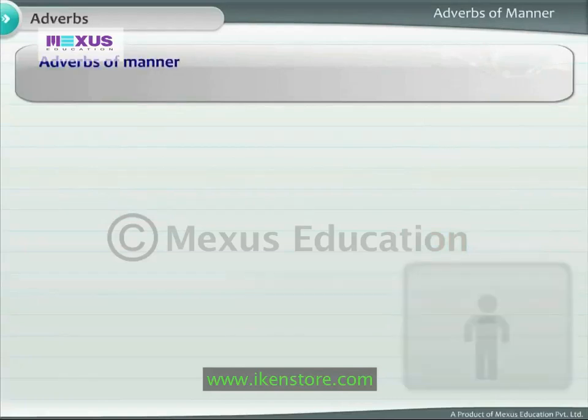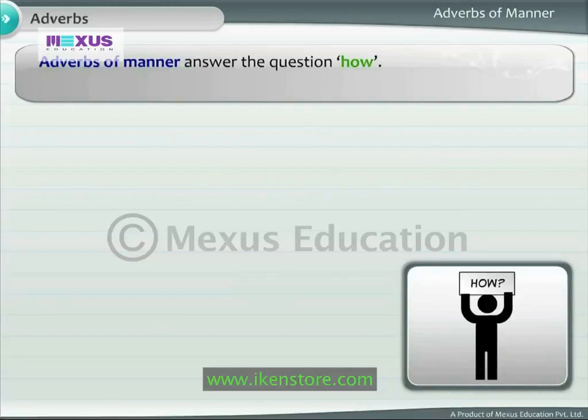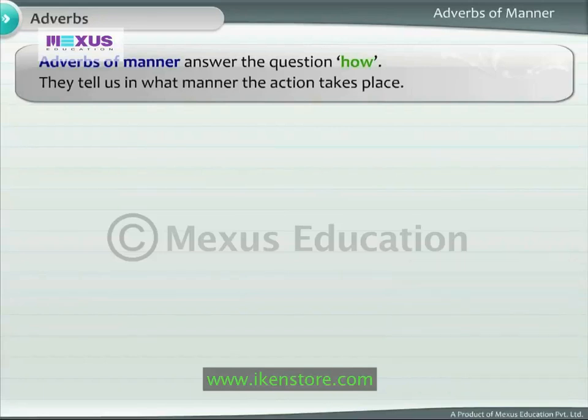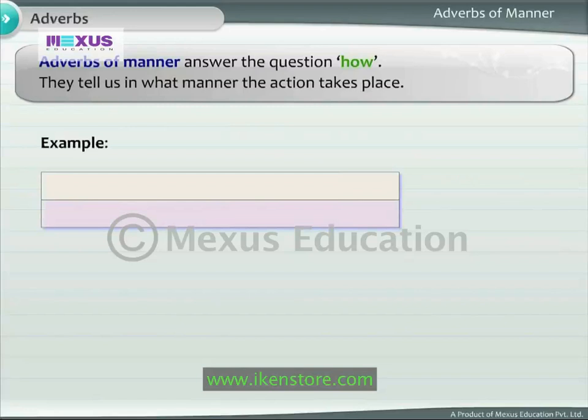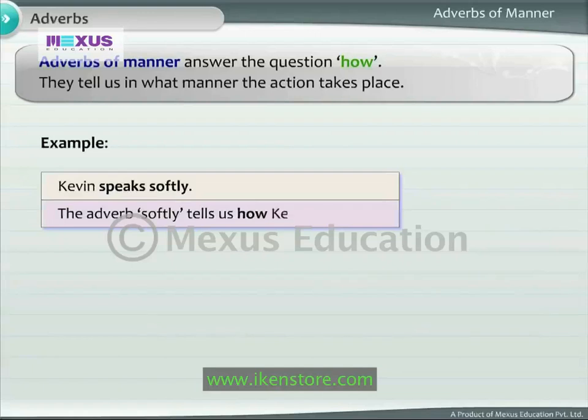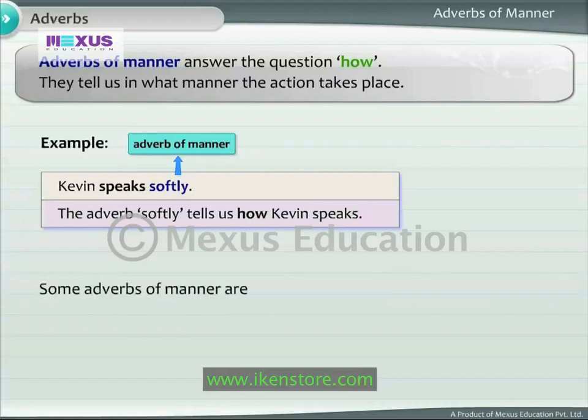Adverbs of manner answer the question how. They tell us in what manner the action happens. Let us take a look at an example. How does Kevin speak? He speaks softly. In this sentence, the adverb softly tells us how or in what manner Kevin speaks. Softly is an adverb of manner. Some other adverbs of manner are fast, bravely, happily, slowly, and quickly.